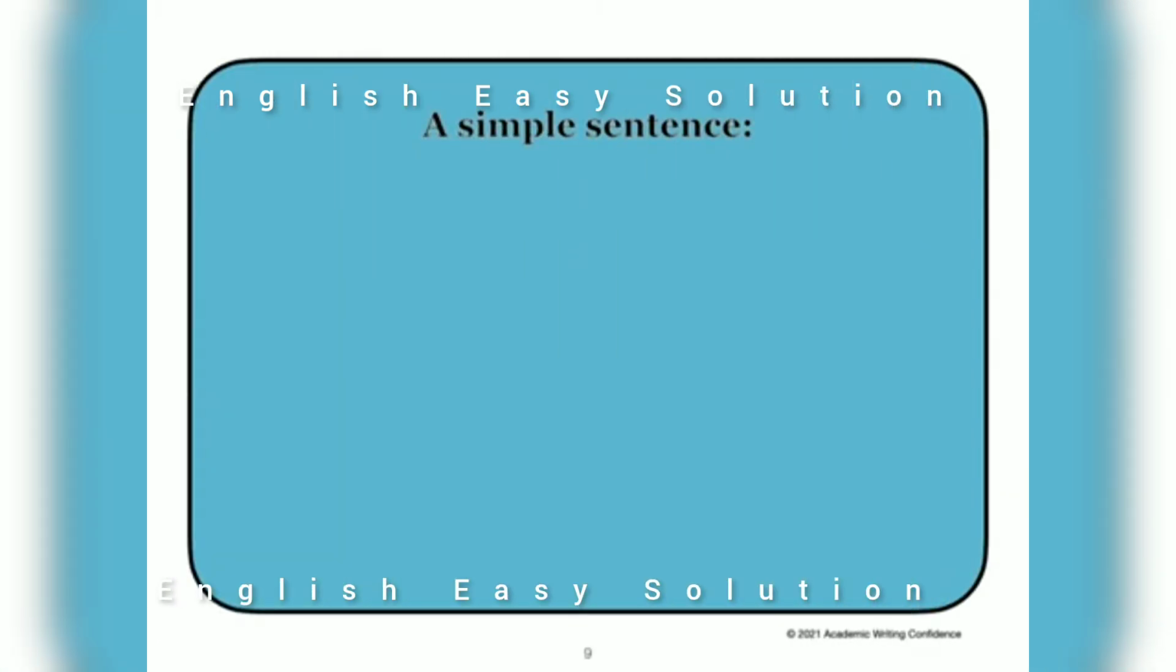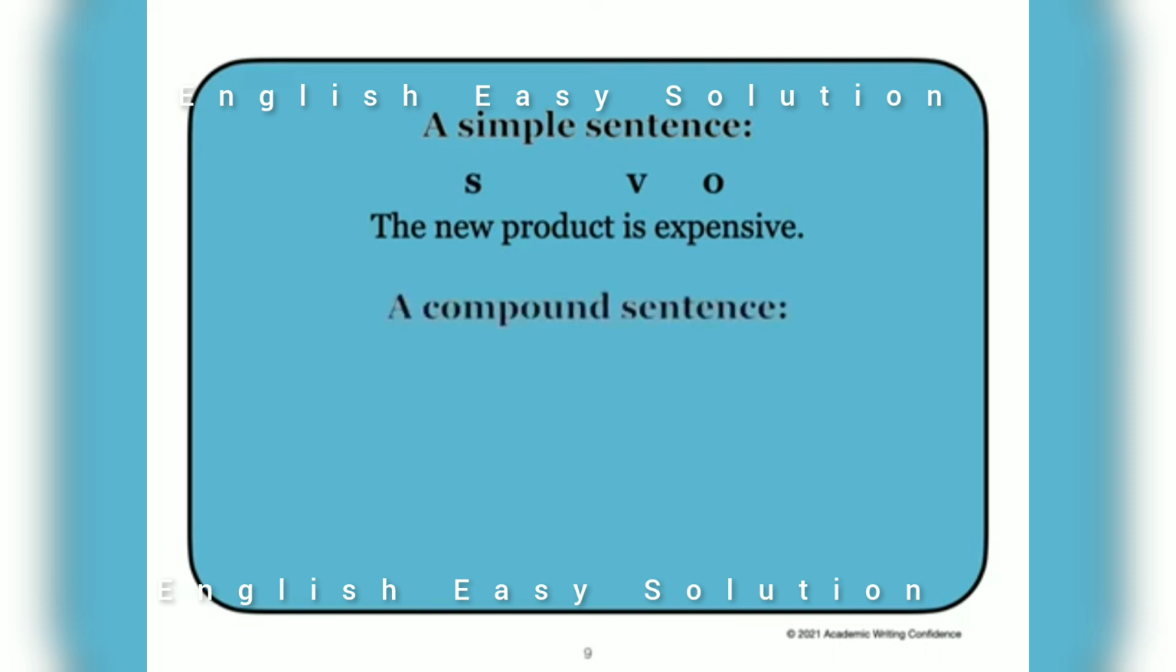The first is the simple sentence, which is very basic. For example, the sentence, the new product is expensive. This is a simple sentence. It has a subject, a verb, and an object. This is what we call an SVO sentence.